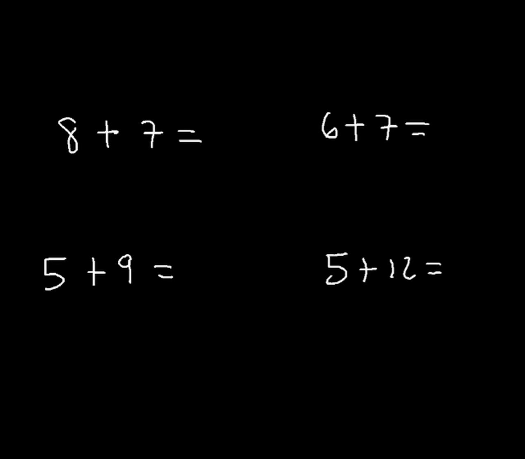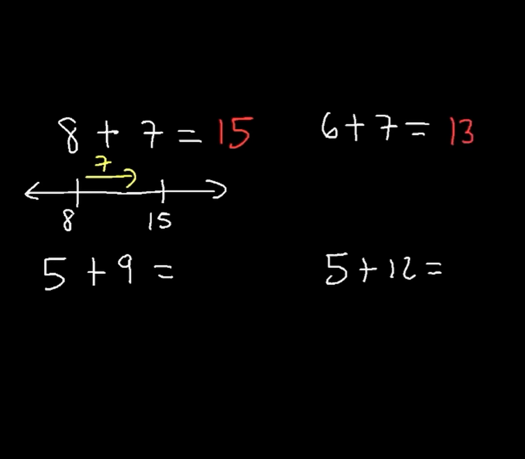So 8 plus 7 is 15. If you start from 8 and you go 7 units to the right, you should end at 15. 6 plus 7 is 13. 5 plus 9 is 14. And 5 plus 12 is 17.